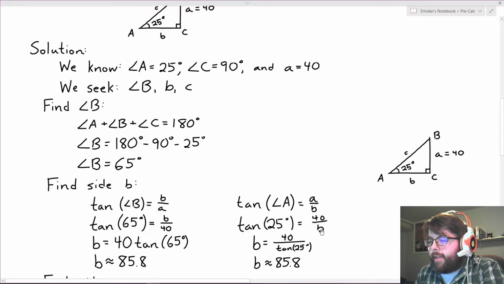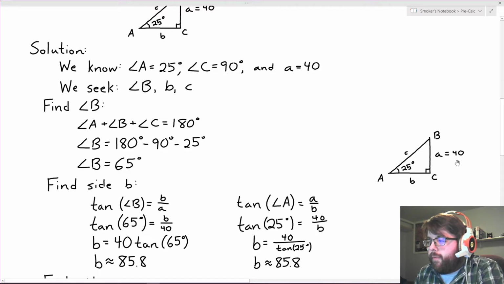So that is how I found side B using the angle here. But like I said, it'd probably be best if I didn't use 65 just in case I made an error here. So let's go back up to 25. If I'm using angle 25, the opposite is A, the adjacent is B. Again, that's tangent. So tangent of angle A is side A over side B.